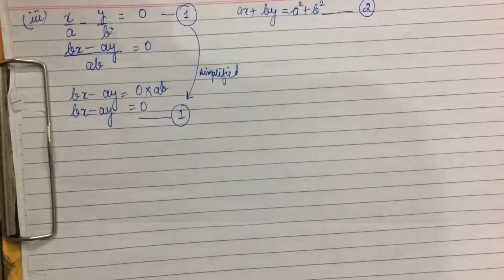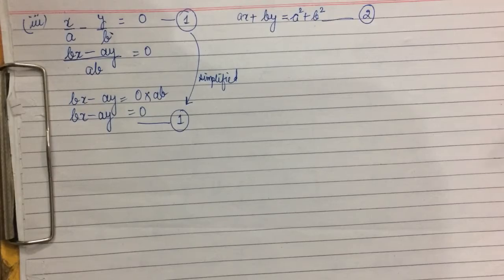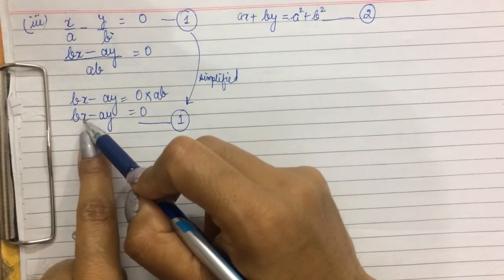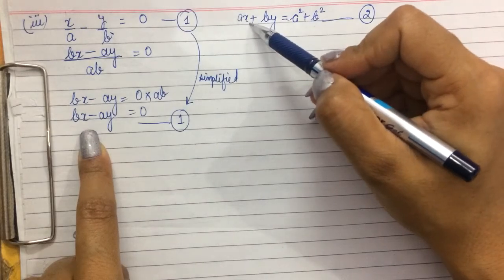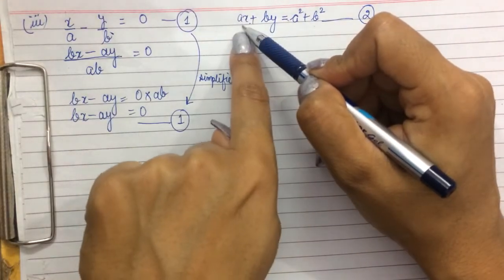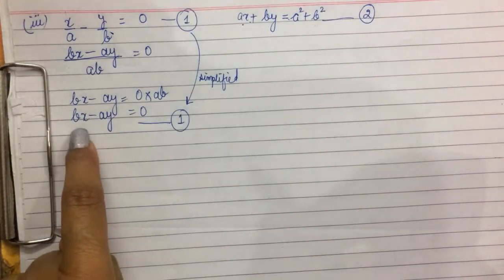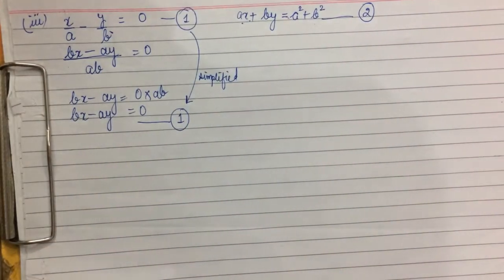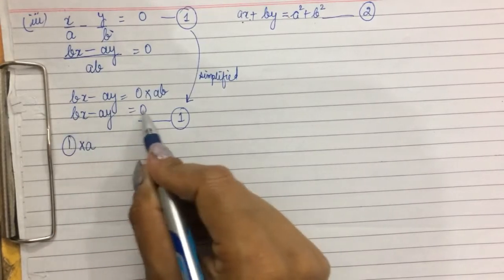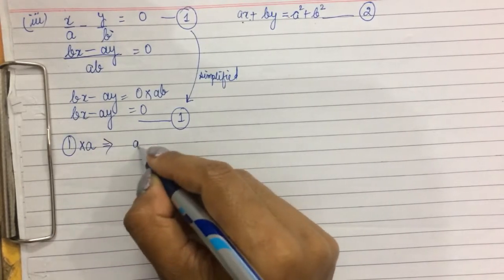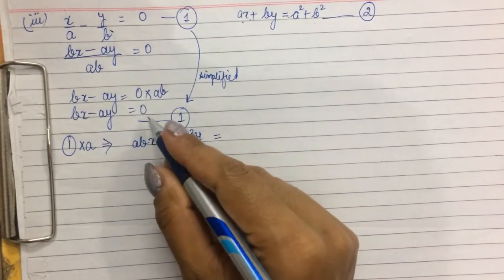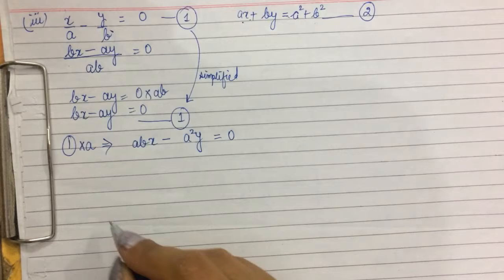Again, I want to use elimination, observing the coefficients do not match. Over here the coefficient of x is b, and in this case it's a. So this equation will be multiplied with a, and this will be multiplied with b. So let us see what I get. Multiplying the first equation with a, this gives me abx minus a square y, while the right hand side is 0. 0 multiplied with any number is 0.